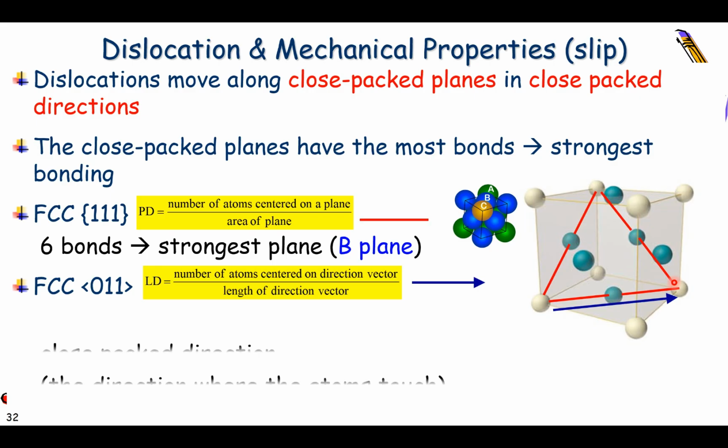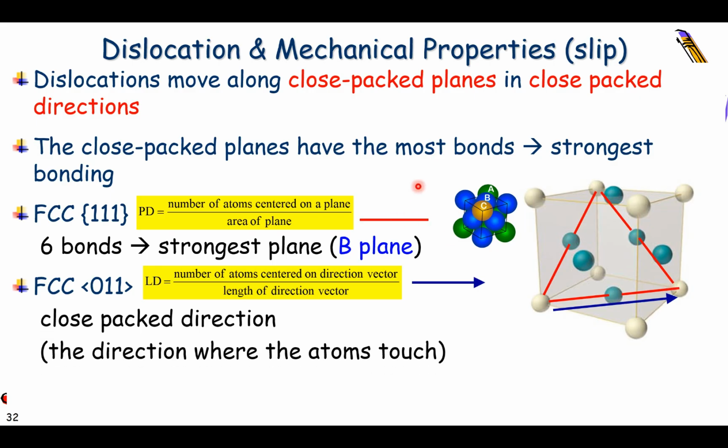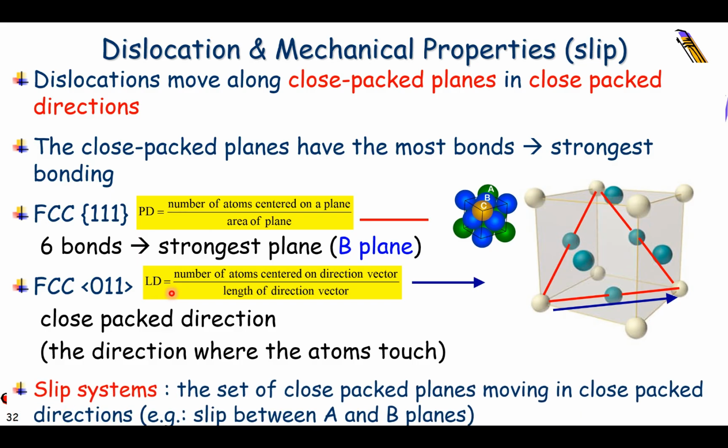This direction or this direction. So this is what we call slip. Closed packed directions are the directions where the atoms touch tightly. So to move, you need to move on the highest planar density plane, and the direction goes to the highest linear density. This is what we call the slip system. The definition of the slip system is the set of a closed packed plane moving in a closed packed direction.